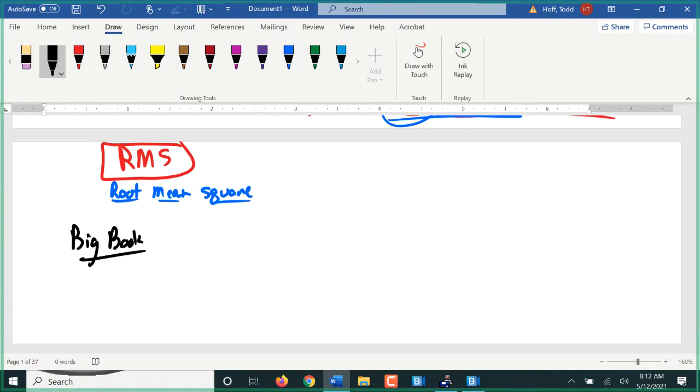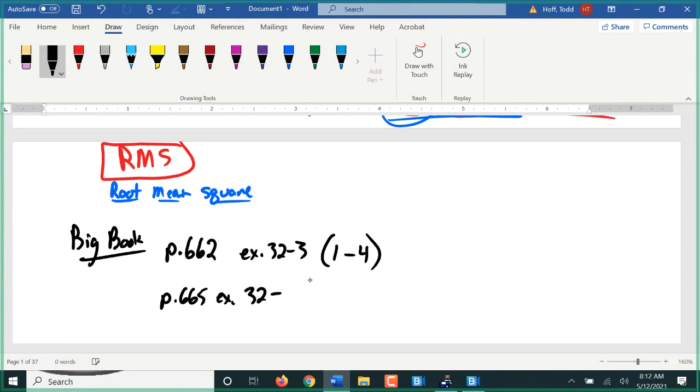No, it's horrible. I'm actually making you go into the big book. How many still know where your big book is after the last few weeks? Page 662, exercise 32-3. 1 through 6 is really good enough. Actually, 1 through 4 will be good enough. Find the means. And then page 665, exercise 32-5. Again, I'm just going to have you do 1 through 4. Only find the median and mode.